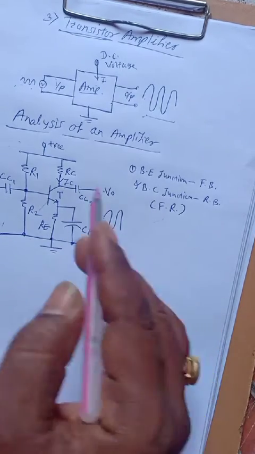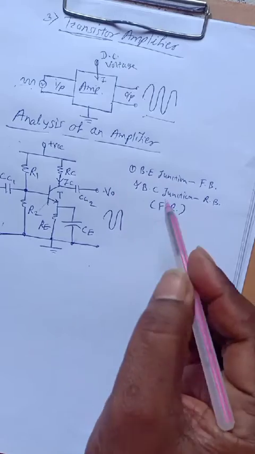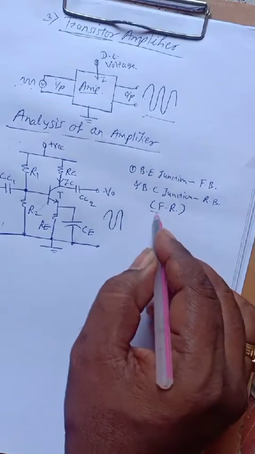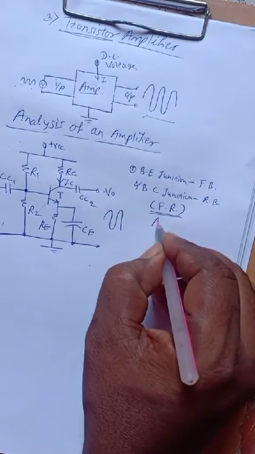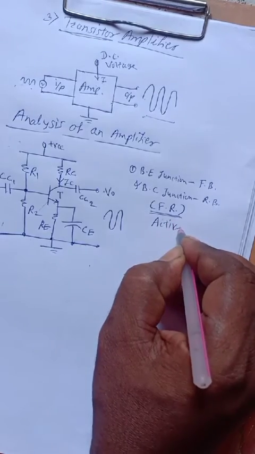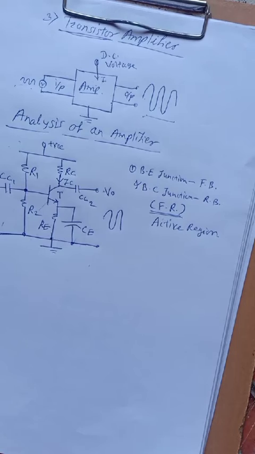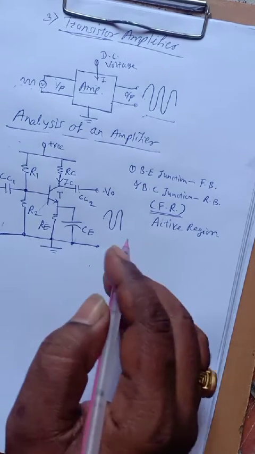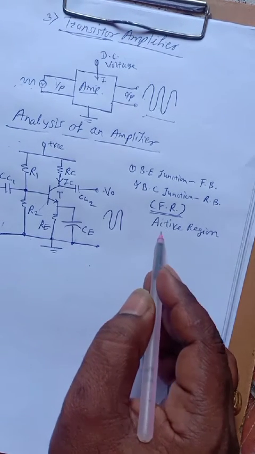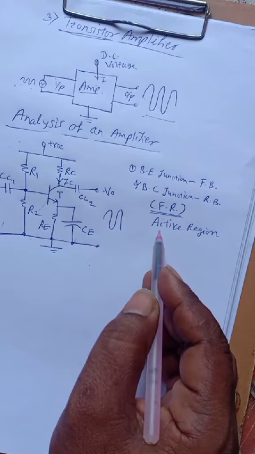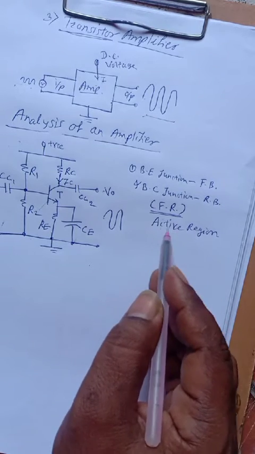So for amplification, the transistor should be in the FR condition, that is in the active region. More precisely, we can say that the transistor should operate at the center of this active region.